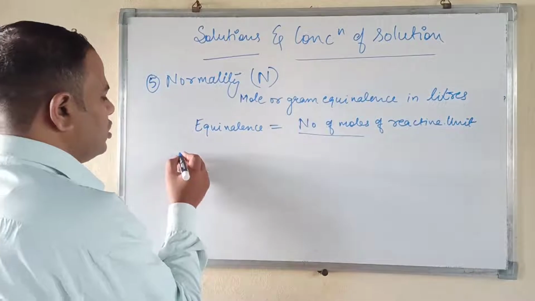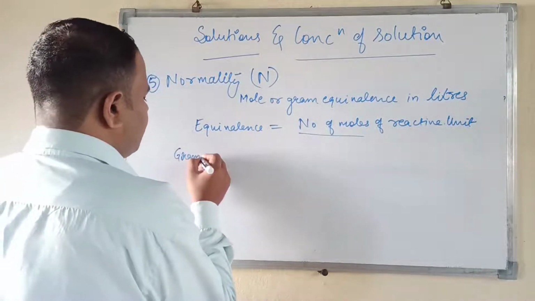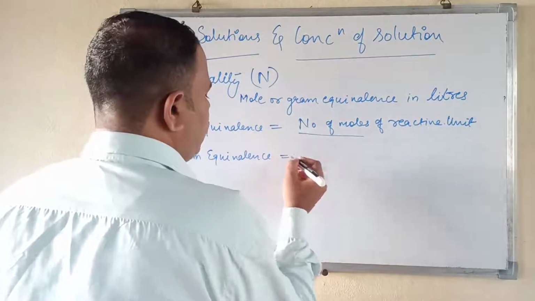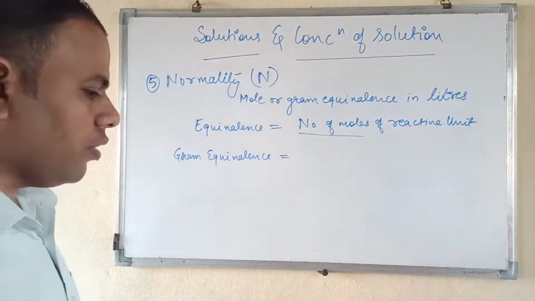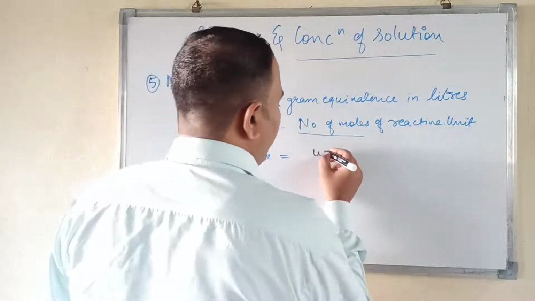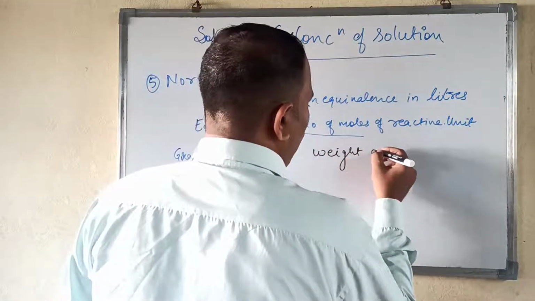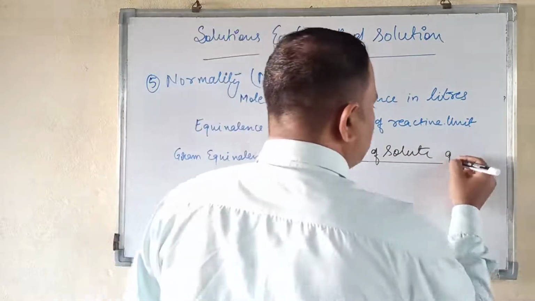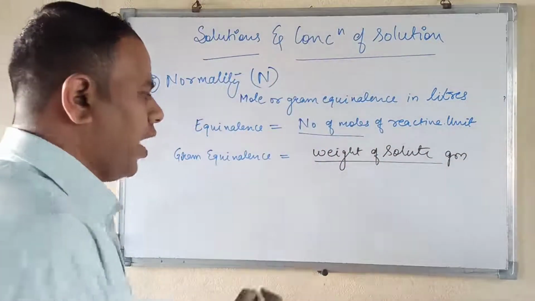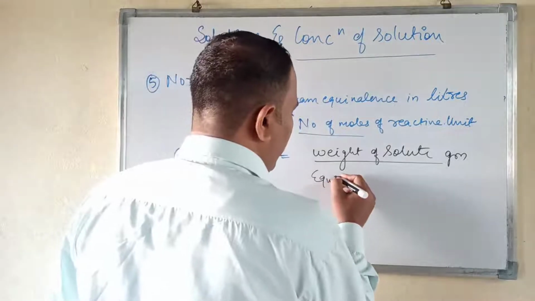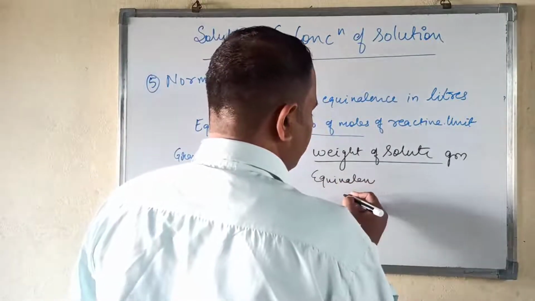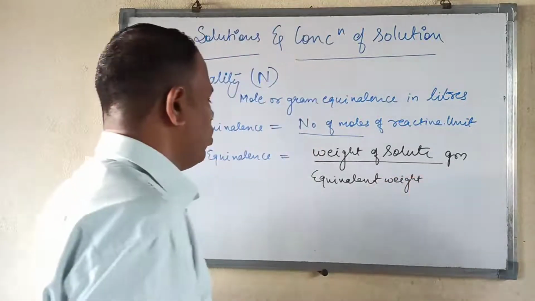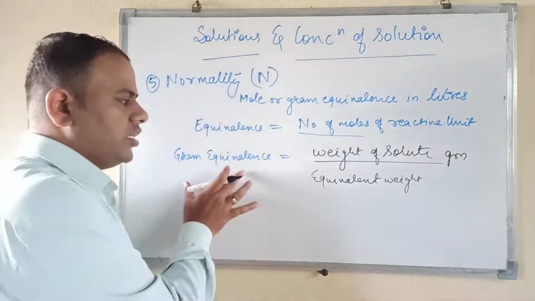First of all, we are going to see what is gram equivalence. When you take the weight of solute in grams and divide it by the equivalent weight, then it is called gram equivalence. It is converted into gram equivalence.